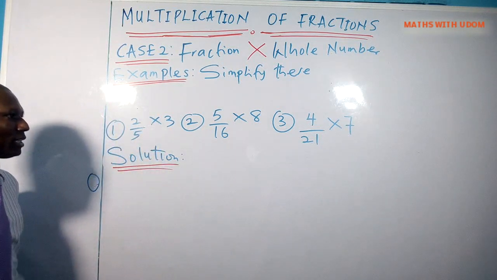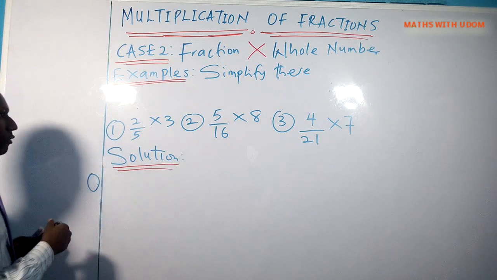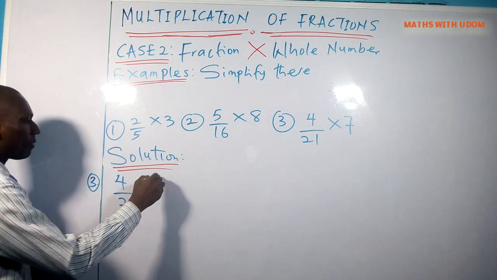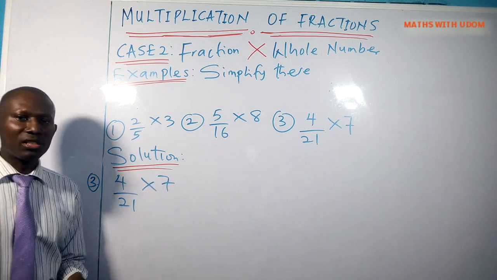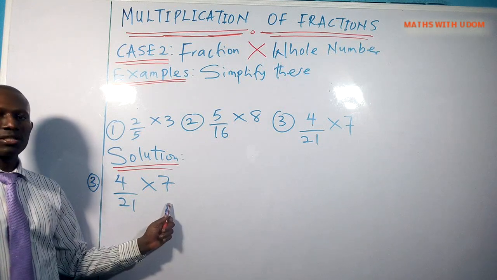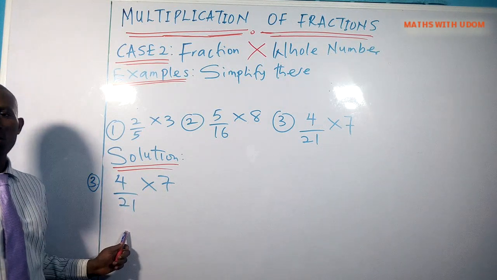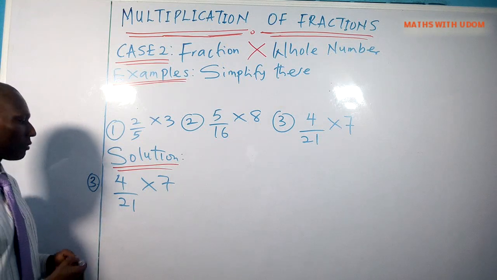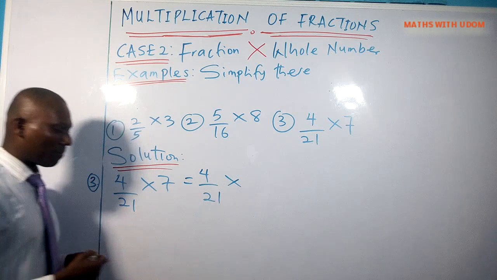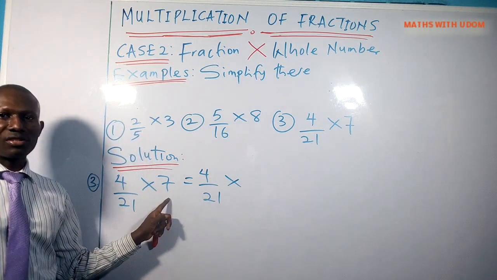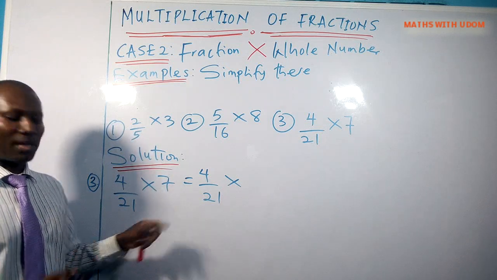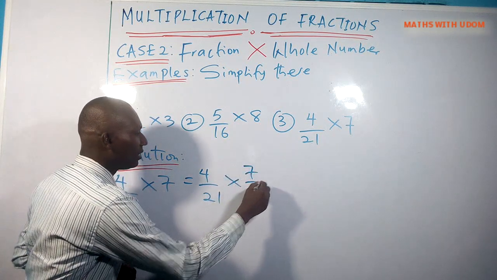So for number 3, what do we have there? We have 4 over 21 multiplied by 7. In interpretation, it means 4 over 21 in 7 places, or 7 lots of 4 over 21. So to solve this, we have 4 over 21 multiplied by the equivalent of 7, and the equivalent of 7 is 7 over 1.